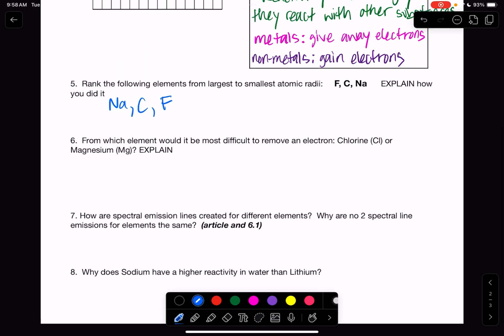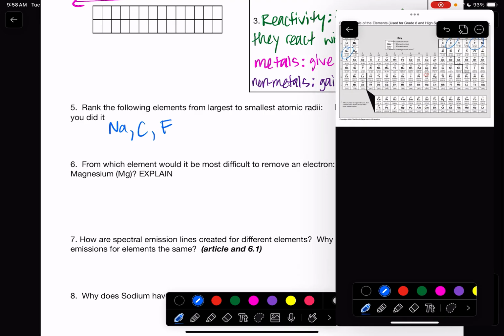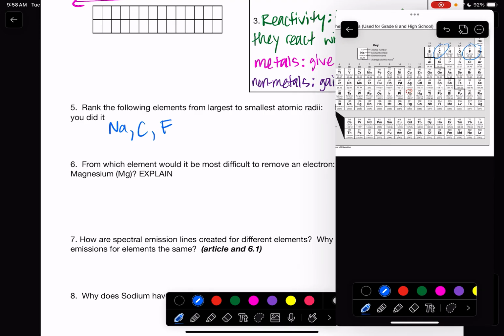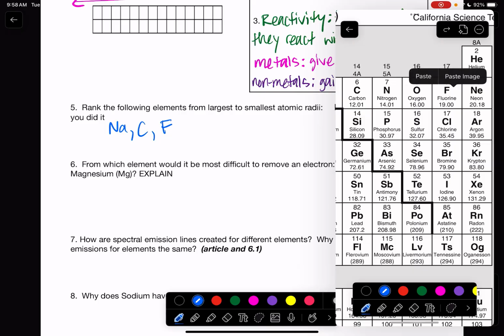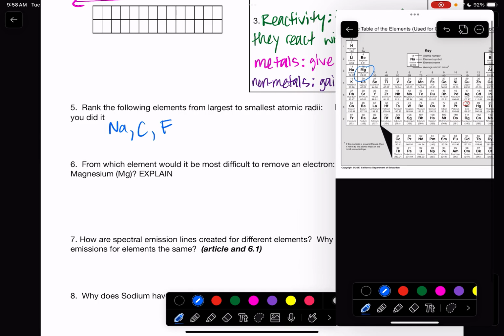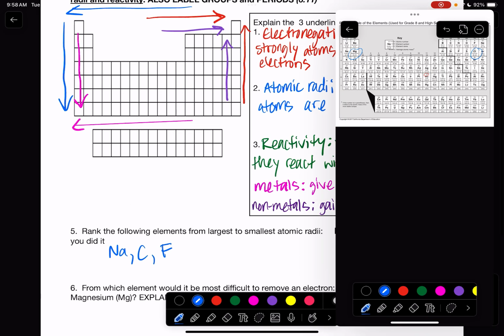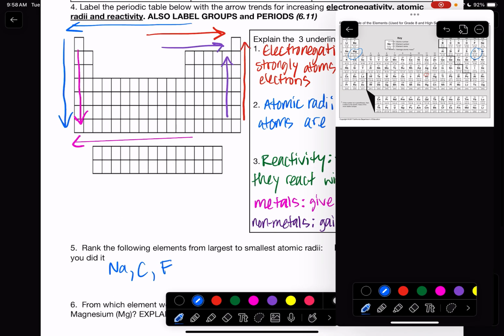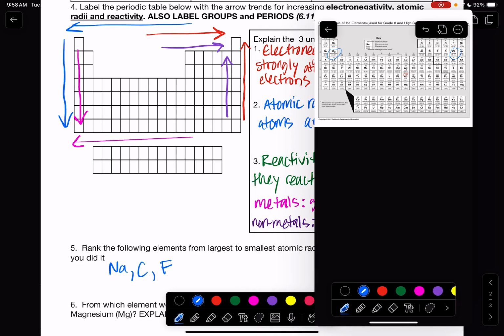From which element would it be most difficult to remove an electron, chlorine or magnesium? So let's look at this again. Chlorine is over here. Magnesium is over here. So using the electronegativity trend, which is in red, the one that's further to the right and further up is going to be higher in electronegativity. And by comparing it on the periodic table, that looks like it's chlorine.